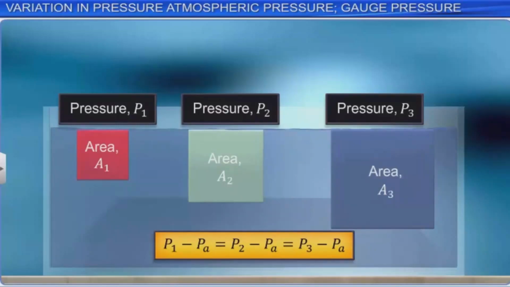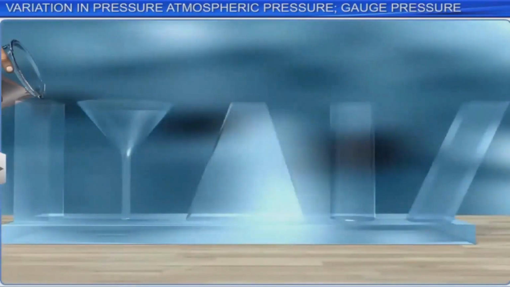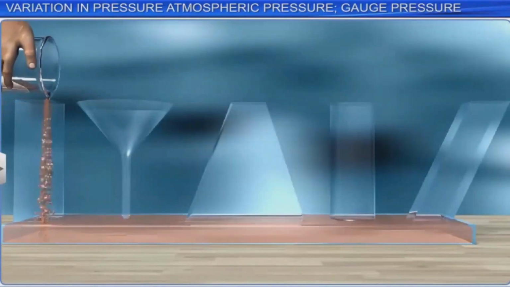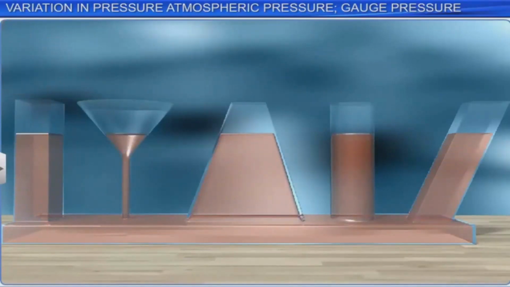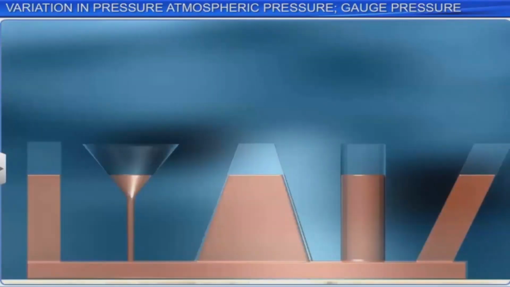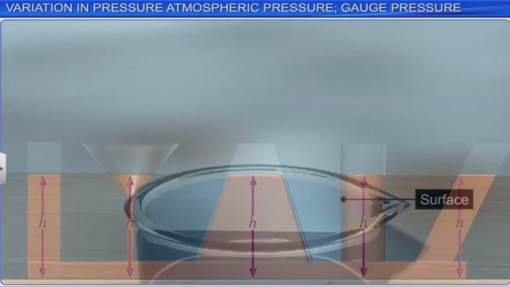Consider various vessels of different areas of cross-sections connected at the bottom by a horizontal pipe. When a liquid is poured through the opening of a vessel, we observe that the liquid occupies the same level in all the attached containers. The level of liquids, H, in all the containers is the same though they contain different volumes of liquid. This proves that the liquid pressure is the same at all points at the same horizontal level or depth.